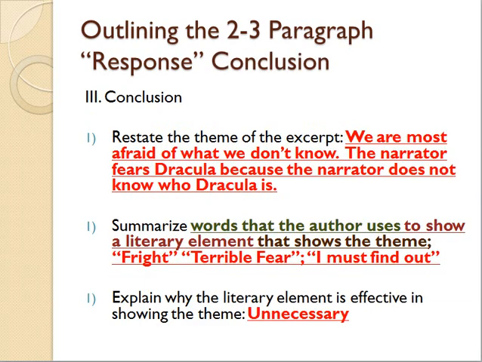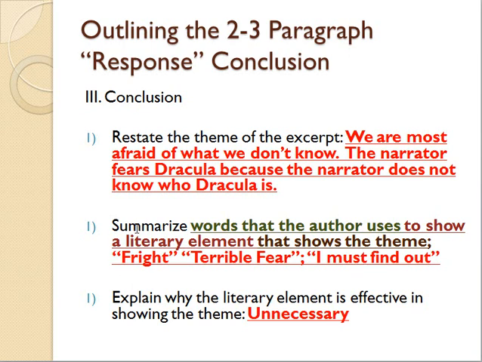Now, outline the conclusion. Restate the theme: we are most afraid of what we don't know. The narrator fears Dracula because the narrator does not know who Dracula is. Okay? Now, how does the tone show this theme? Well, the narrator uses words like fright, terrible, fear, and "I must find out," because if he can find out who Dracula is, he's going to feel a little more at ease.